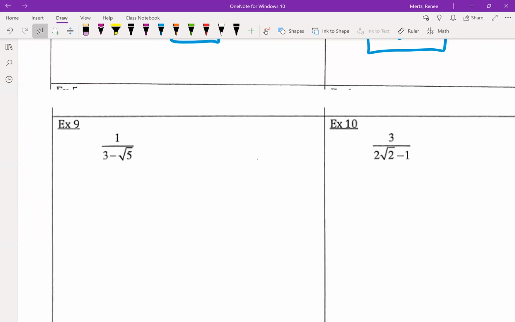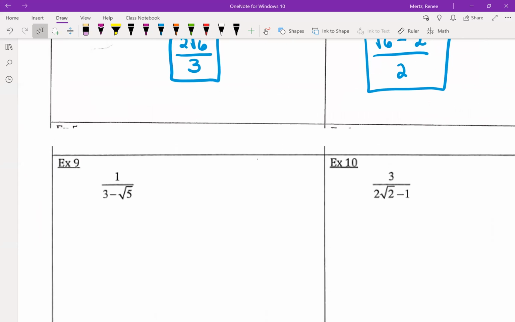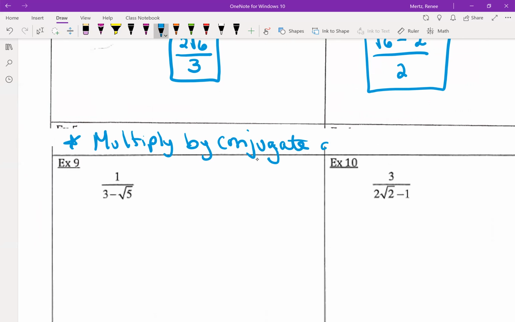The second set's going to look like this. So now our mission is going to be to get the radical out of the denominator. So what our mission is going to be is multiply by the conjugate, and I'll explain what that means in a second, of the denominator.